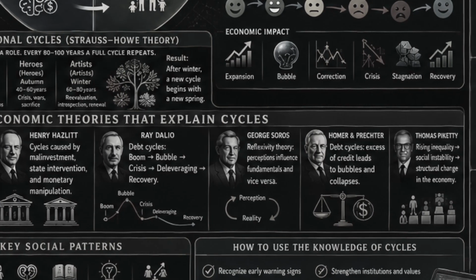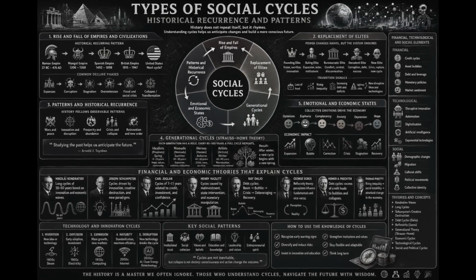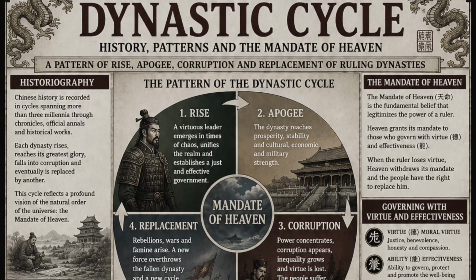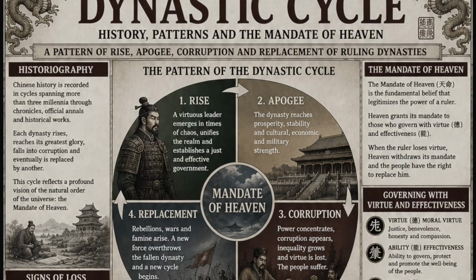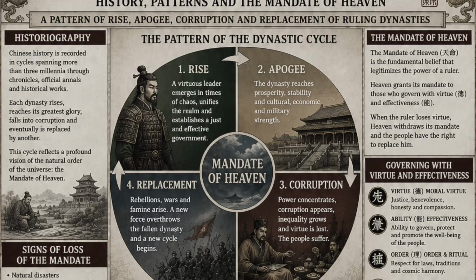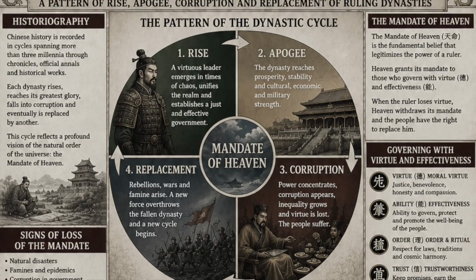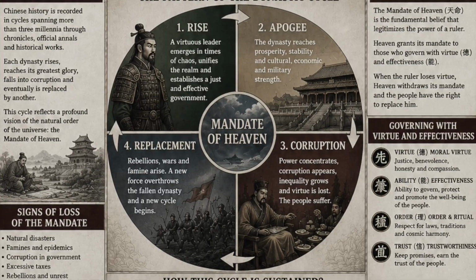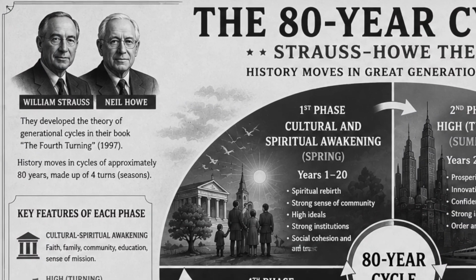The following table is titled Summary Business Cycles. It can be described as follows. This table summarizes several well-known theories that describe recurring cycles in political history, society, and the economy. Each theory focuses on a different domain and operates on a different time scale. First is the dynastic cycle, which belongs to the domain of political history. Its length is variable. A classic example is the rise, peak, and eventual decline of Chinese dynasties, where a ruling house emerges, consolidates power, gradually weakens, and is eventually replaced by a new one.